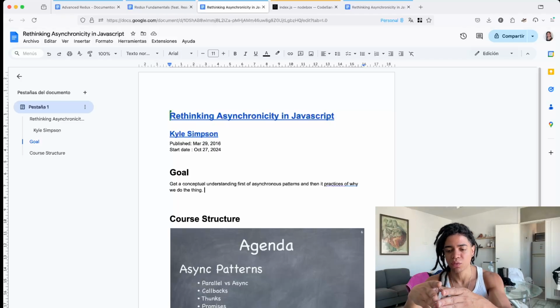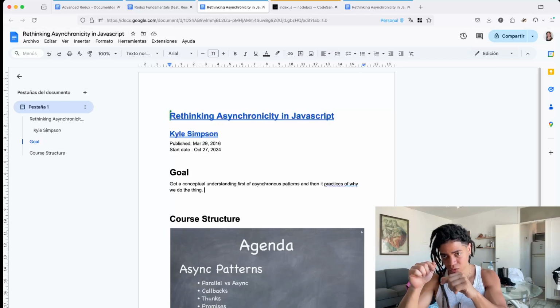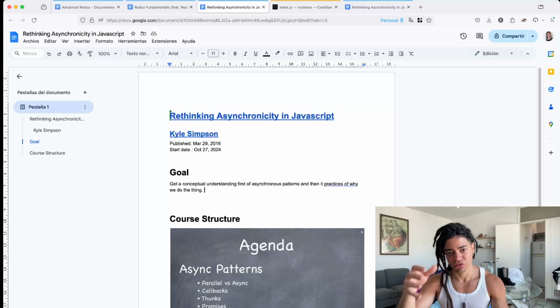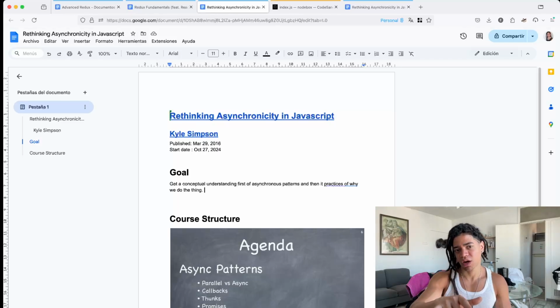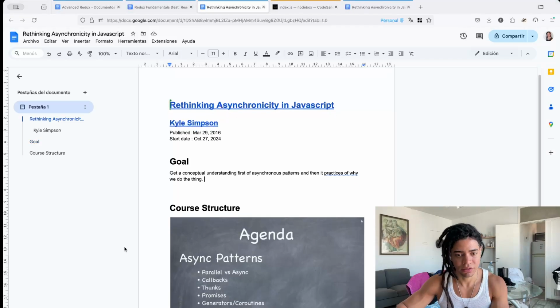The moment you start to diverge your thinking from the JavaScript engine, that's where the bugs happen, especially in an asynchronous environment. So understanding how each particular pattern solves our problems can give us insights into some of the important parts of all of this. That's the reason why we are going to look at parallel versus async.